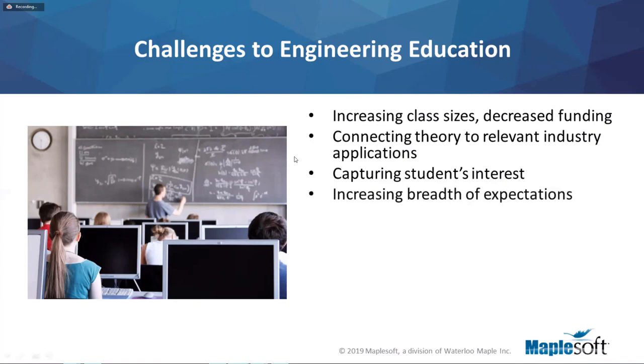There's also an increasing breadth of expectations. Engineers now not only need to be experts in their own fields, but the lines are getting blurred between disciplines. So they also need to have an understanding of a broad scope of other areas. They need to be kept abreast of emerging technology, such as green energy and hybrid vehicles, all on top of an already heavy course content.